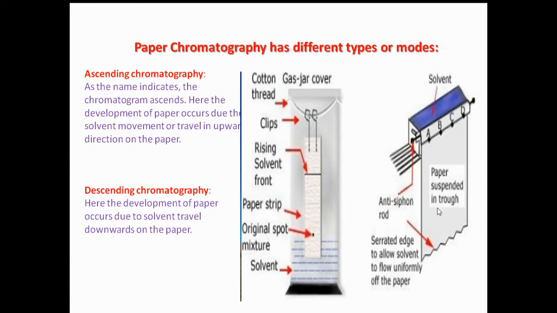And here this paper is suspended in a trough, so you can see the clear traveling of the solvent onto the paper towards the downward direction. After it travels for some distance, you have to stop this development, remove the paper and detect the spots. So only the change is in the traveling of the solvent. In the first case, the solvent is moving upward, so it is known as ascending chromatography. In the second case, the solvent is moving downward, so it is descending chromatography.